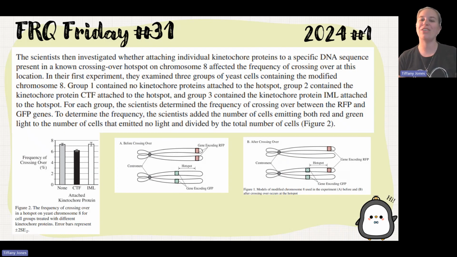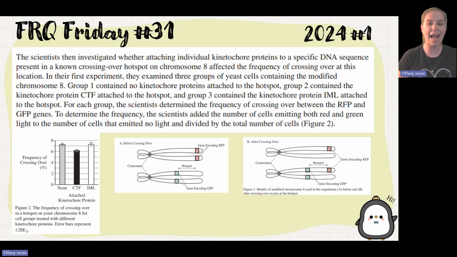Scientists then investigated whether attaching individual kinetochore proteins to a specific DNA sequence present in a known crossing over hotspot on chromosome 8 affected the frequency of crossing over at this location. In their first experiment, they examined 3 groups of yeast cells containing the modified chromosome 8. Group 1 contained no kinetochore marker proteins, no kinetochore proteins attached to the hotspot. Group 2 contains kinetochore protein CTF attached to the hotspot, and group 3 had the kinetochore IML attached to its hotspot. For each group, the scientists determined the frequency of crossing over between the genes.